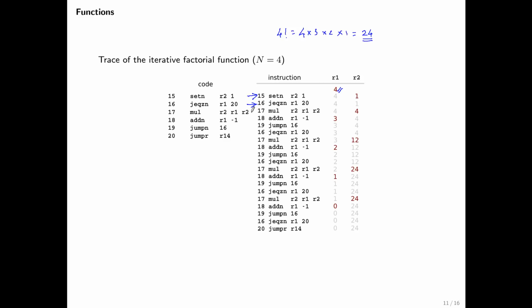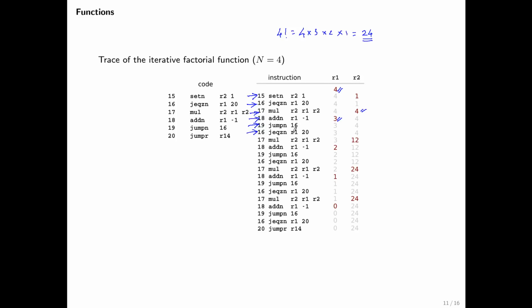And what is the next instruction? Well, it takes the current value of R1, which is 4, and the current value of R2, which is 1, multiplies the two together and places the result in R2. That's how you have R2 equals 4. The next instruction is decrement the value of R1 by 1. So R1 was 4, it now becomes 3. The next instruction is an unconditional jump to 16. Okay, so the next instruction that is executed is instruction number 16.